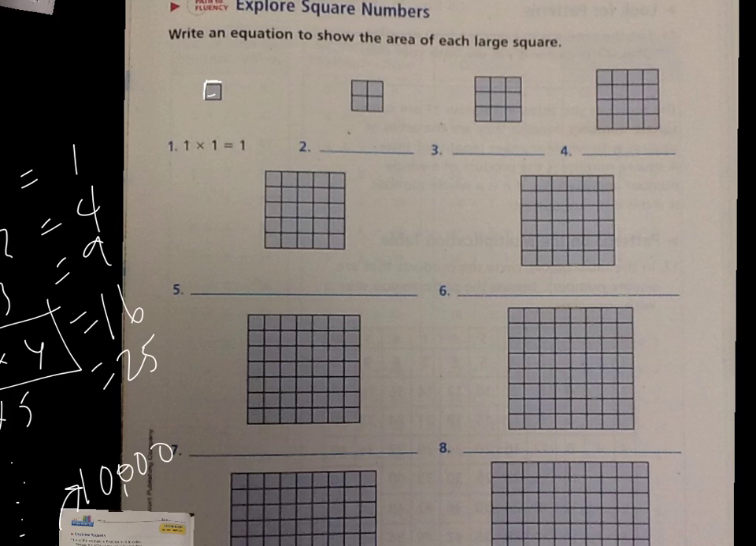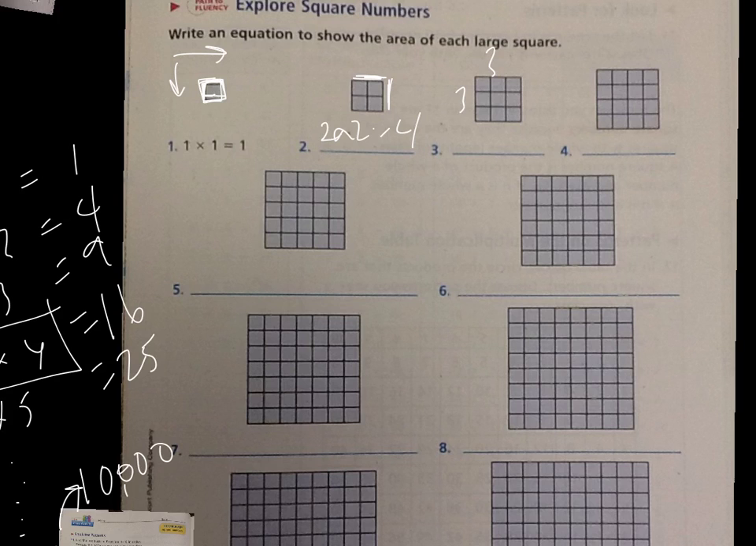Well, I just did the perimeter. But 1 times 1, we have 1 going that way, and we have 1 going that way, because it's the same one. That's all it is. So it's 1 times 1. Here we have 2 going across the top, and we have 2 going down the bottom. So that's 2 times 2 equals 4.